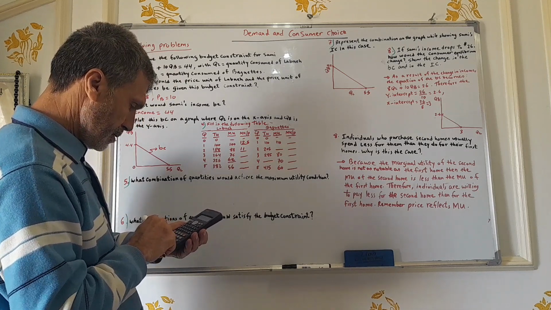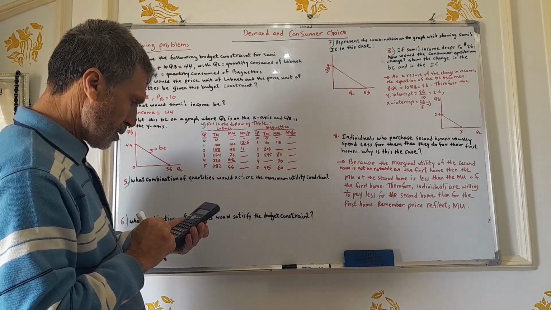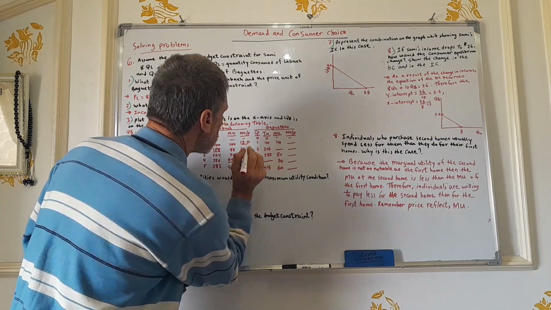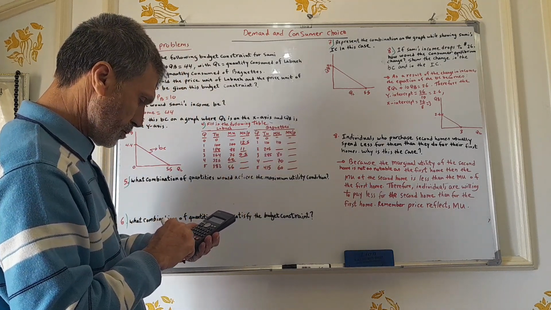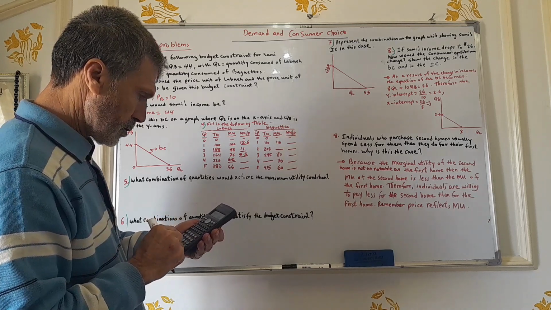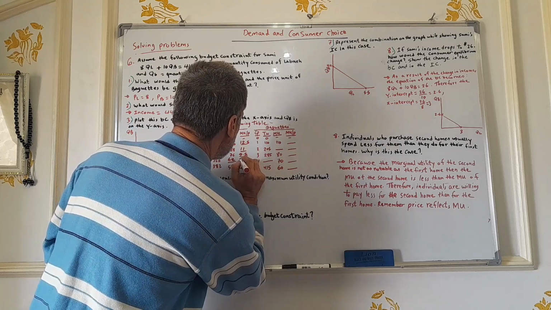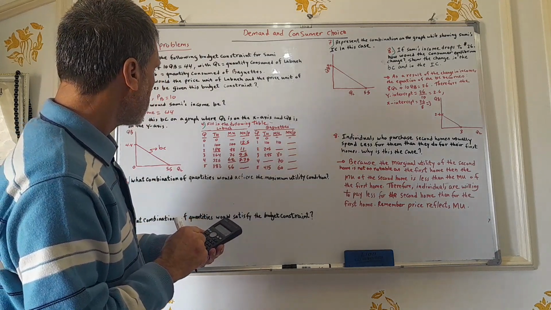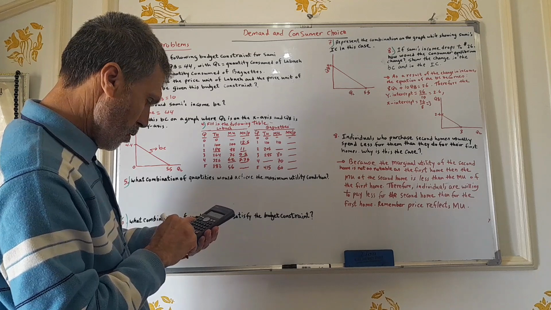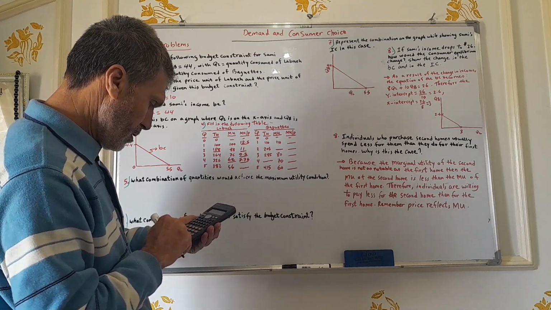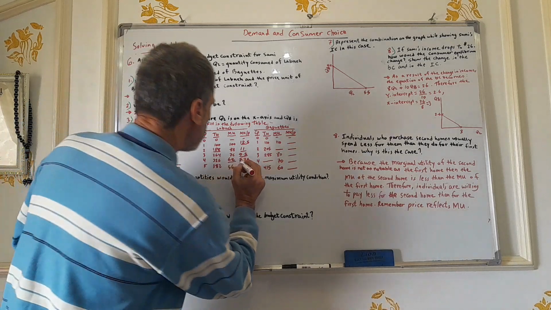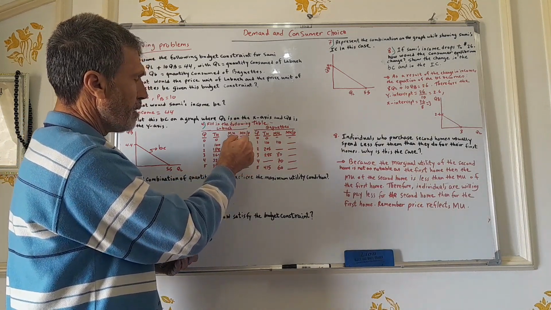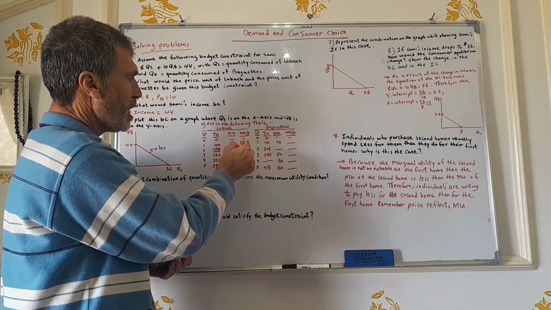76 over 8, we get 9.5. And we got 62 over 8. We get 7.75. And then we move to 56. 56 over, of course, the price of Lebanon, 8. We come up with 7. So now, of course, we found all the numbers under the heading marginal utility per price with respect to Lebanon.